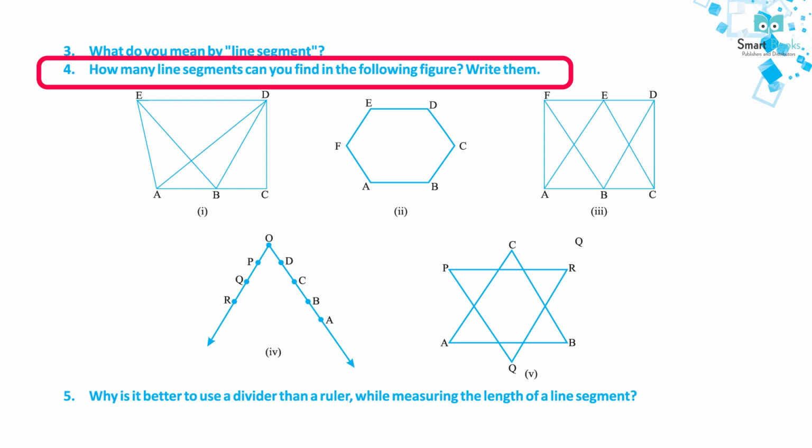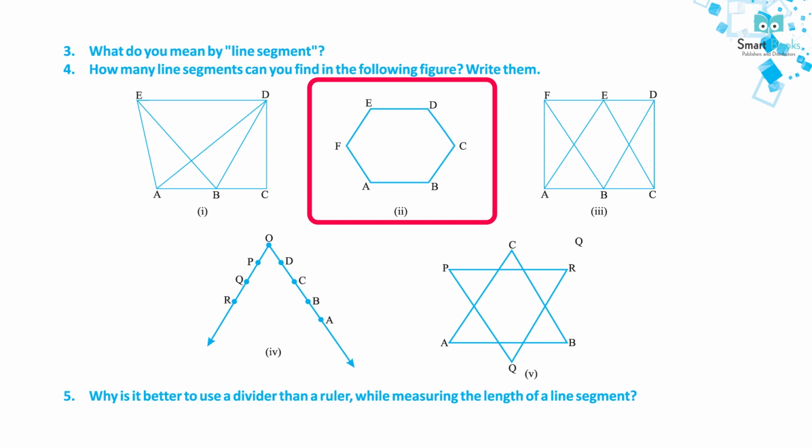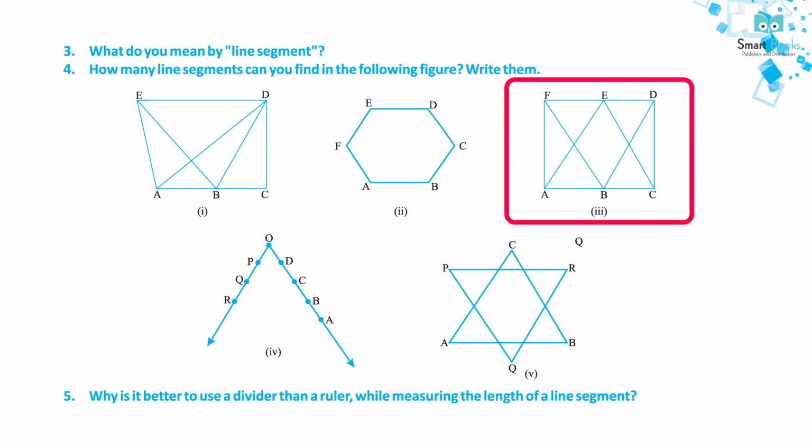Write them. Solution. First, AB, BC, AC, AD, AE, BE, BD, ED, CD. Second, AB, BC, CD, DE, EF, FA. Third, AB, AE, AF, AC, BC, BF, BD, CE, CD, FE, FD, DE.